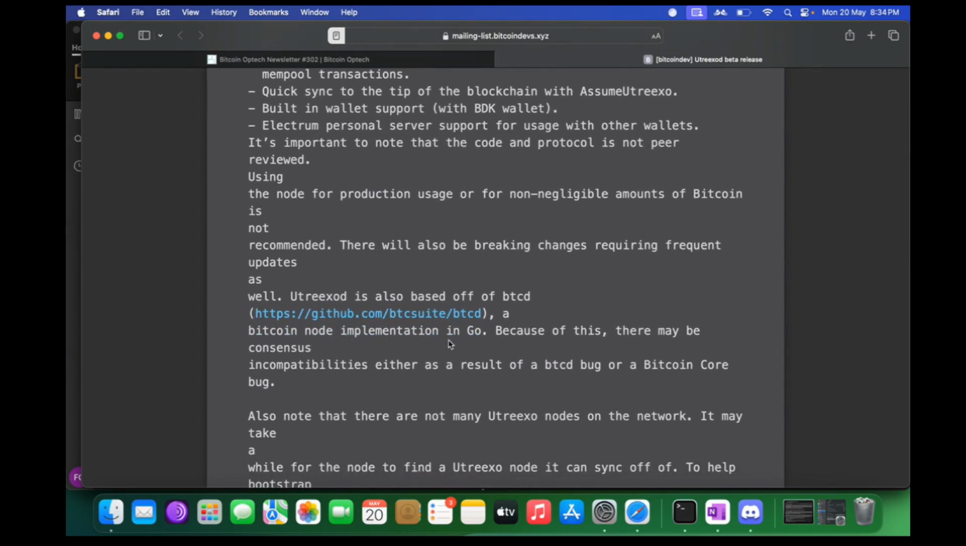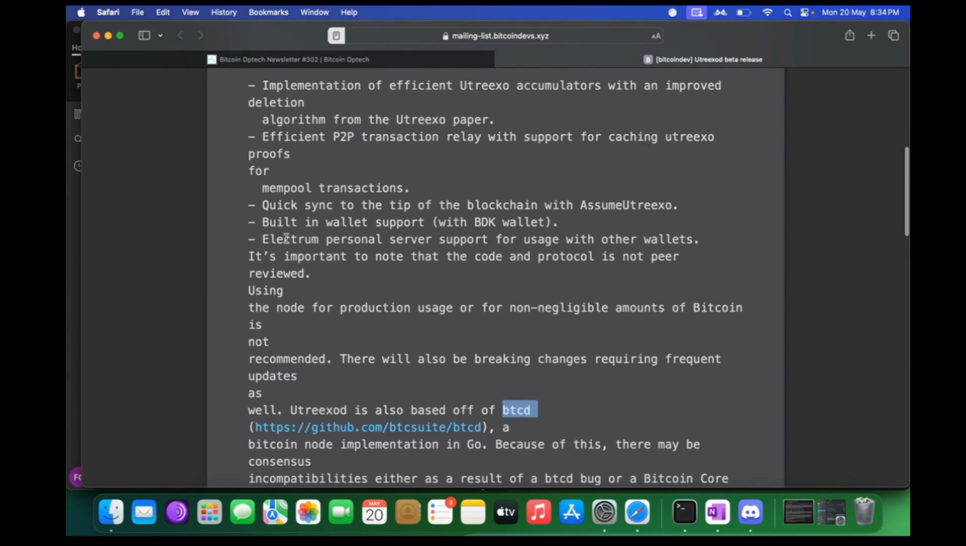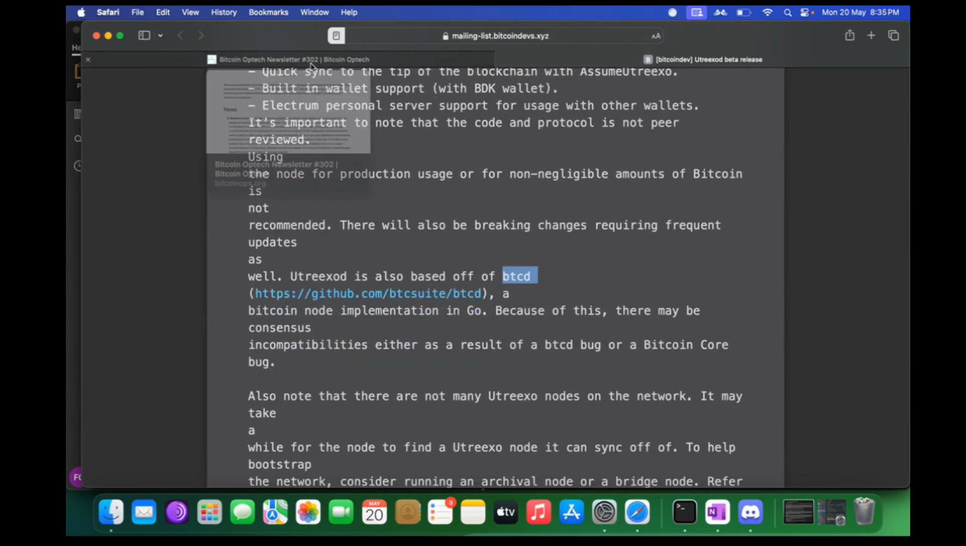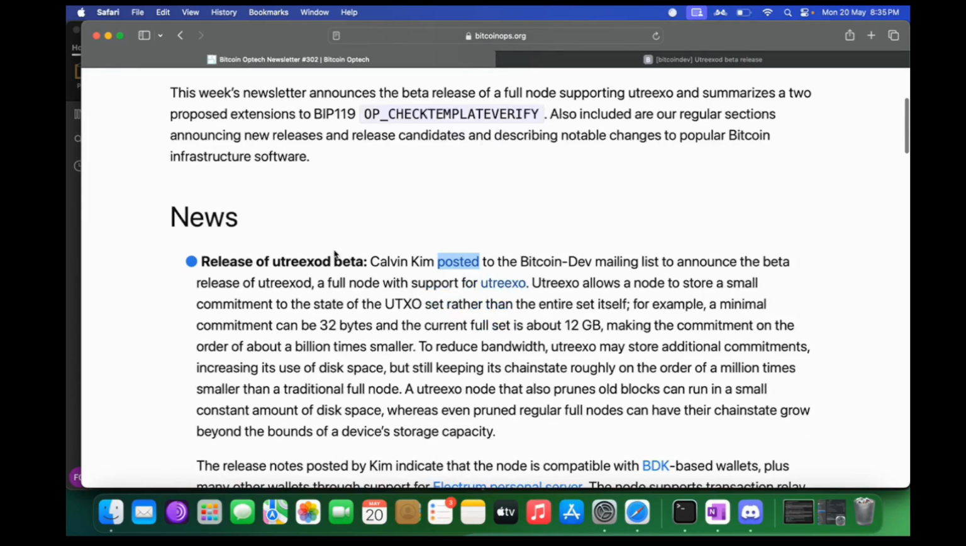Bitcoin node implementation, it's basically built on BTCD, right? As we know, there are different implementations of Bitcoin. There's not just one implementation. BTCD is another implementation of Bitcoin, which is in Go. So UTreeXO has been incorporated into this implementation. You can't use it right now with Bitcoin Core or any other implementation. You will only be able to use it with BTCD, and the only wallets that are compatible with it are Electrum wallets and BDK wallets. So yeah, that is what a UTreeXO node is, and that is what UTreeXO is.